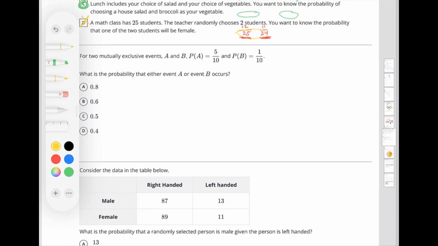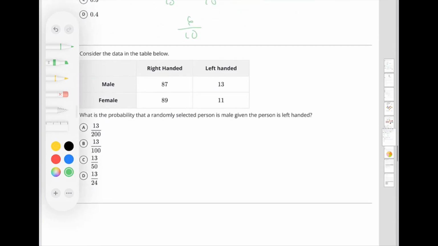Alright, for mutually exclusive events, A and B, this means kind of like in the Venn diagram world, the circles don't overlap. So the probability of A is 5 over 10, and the probability of B is 1 over 10. What is the probability that either event A or B occurs? So they want the probability of A plus the probability of B. So all you have to do is substitute them in there. They have no overlap. No overlap. So that means you're not subtracting. No subtraction. You're not subtracting a double count. Does that make sense? So B is our correct answer.